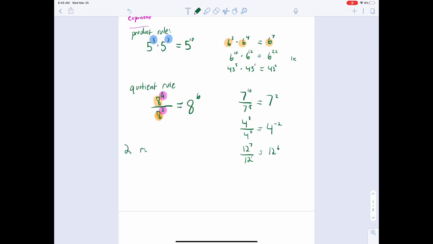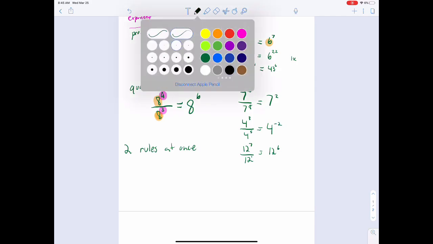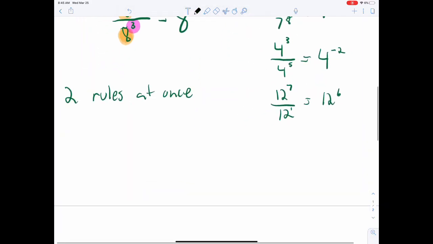Alright. And then the last thing here is if we kind of do 2 rules at once. An example of that would be like, let's say we have 4 to the 3rd power times 4 to the 7th power over 4 to the 6th power. What we're going to do is we're just going to use the product rule first. So you almost pretend that, like, hey, this isn't even there. Almost pretend that. And you'll get 4 to the 10th.